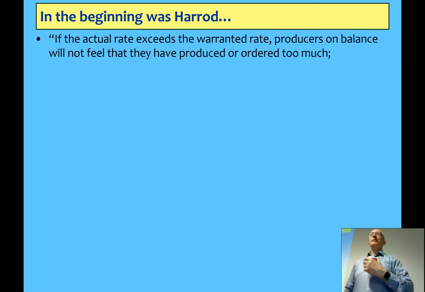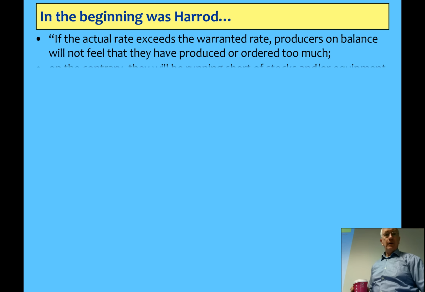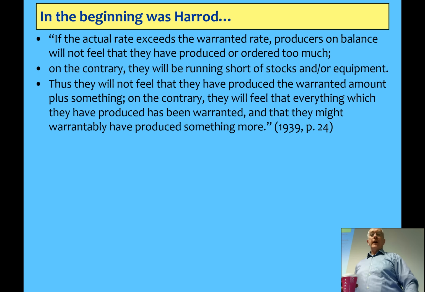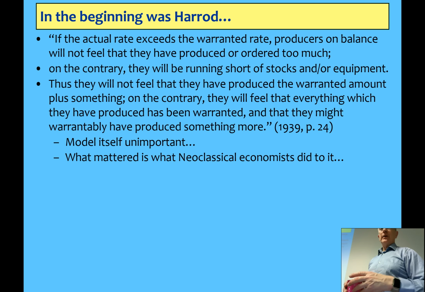So I think Harrod is an unreliable source about his own logic, but he says, this is the argument here: if the actual rate exceeds the warranted rate, then producers on balance will not feel they've produced or ordered too much. They'll be running short of stocks. Okay? It's the same argument given about the Coca-Cola. So they feel they haven't produced the warranted amount, they've got to produce even more to be where they think they should be, and what you get is a runaway process. Now that's the basic logic.